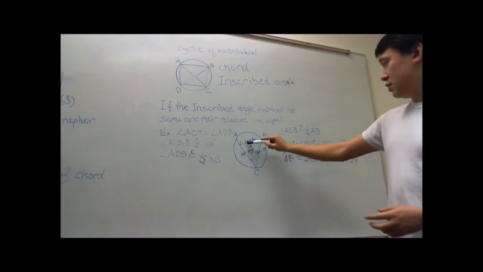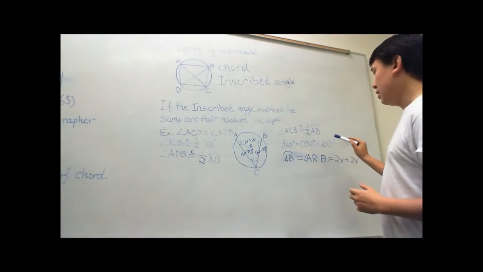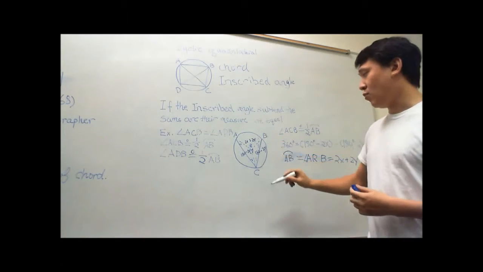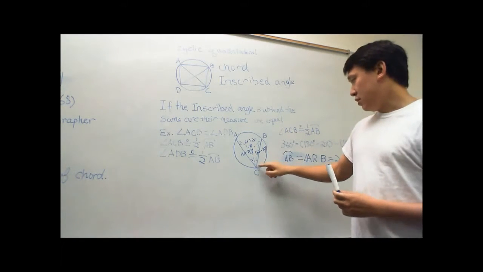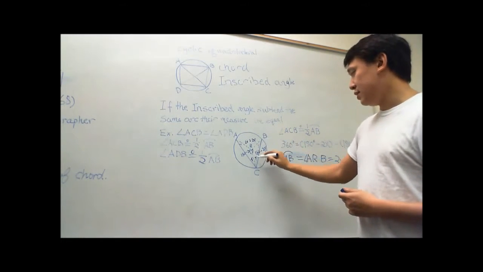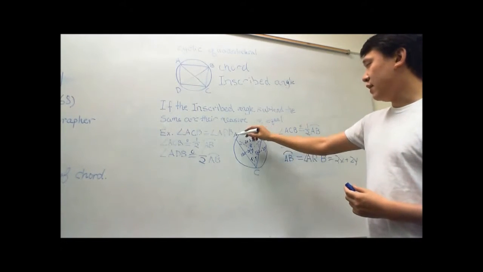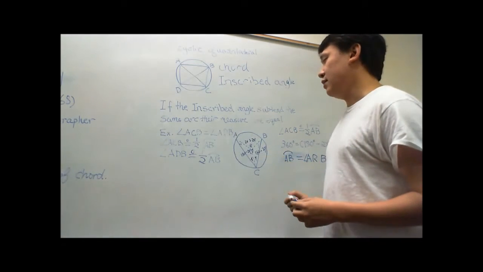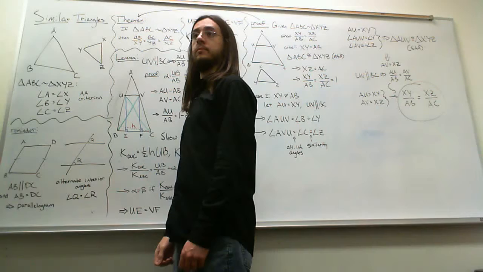As we know, the circle itself is 360 degrees. So 360 minus (180 minus 2x) minus (180 minus 2y) equals 2(x plus y), which is the angle ARB. Also, since this angle is x and this angle is y, ACB equals x plus y, which is half of ARB. So ACB equals half of the arc AB, which shows ACB equals ADB.